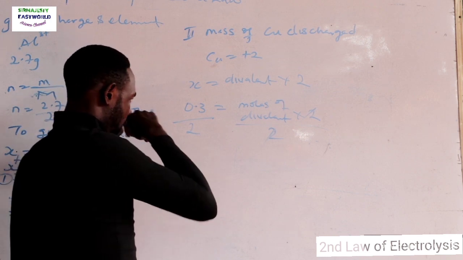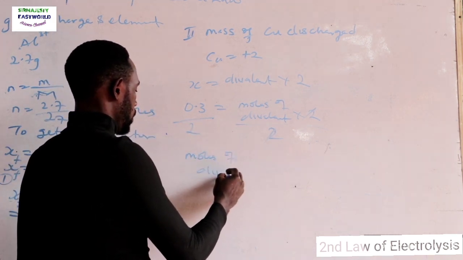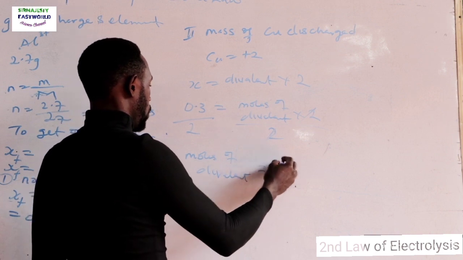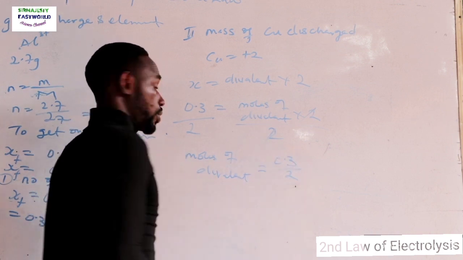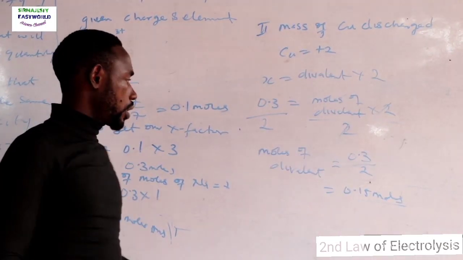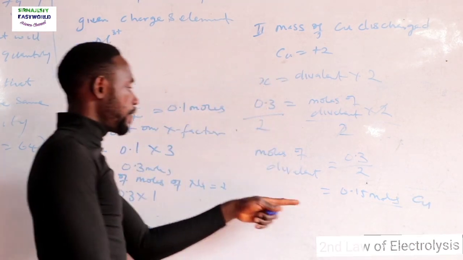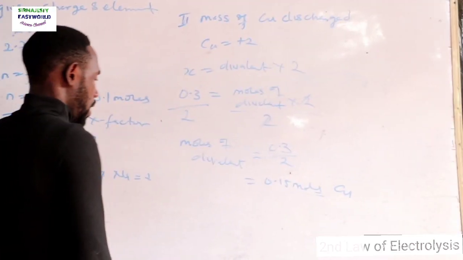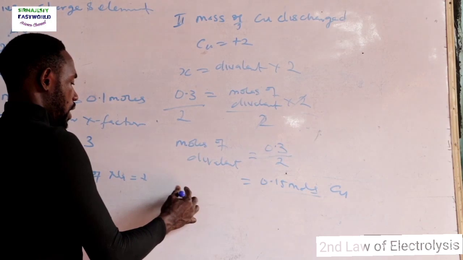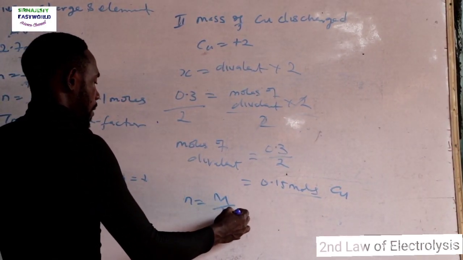So what we have now is moles of divalent is equal to 0.3 divided by 2. So what do we have? 0.3 divided by 2, okay, then 0.15 moles of copper. Then convert the mole to mass, because the question says mass. So you just say that n is equal to mass over molar mass.